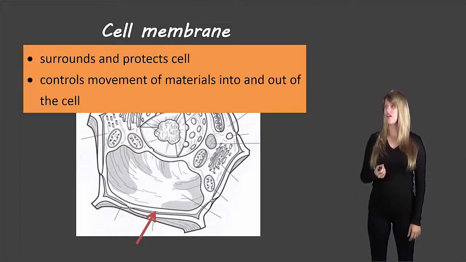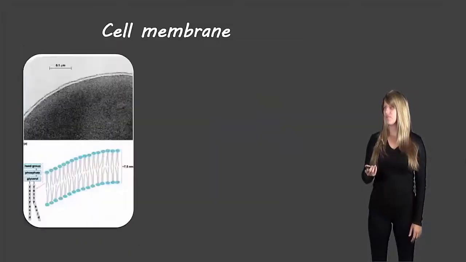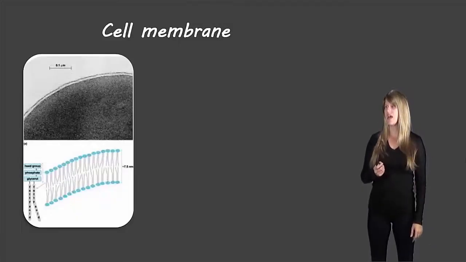So the role of the cell membrane is to surround and protect the cell. It also controls movement of materials, so chemicals, different polypeptides, different carbohydrates, and so on. So it controls the movement of these things in and out of the cell. And here's a diagram. So the one on the top left there shows the cell membrane, and you can see how thin it is compared to the rest of the cell. So it's just that sort of almost dotted line that goes around the cell.